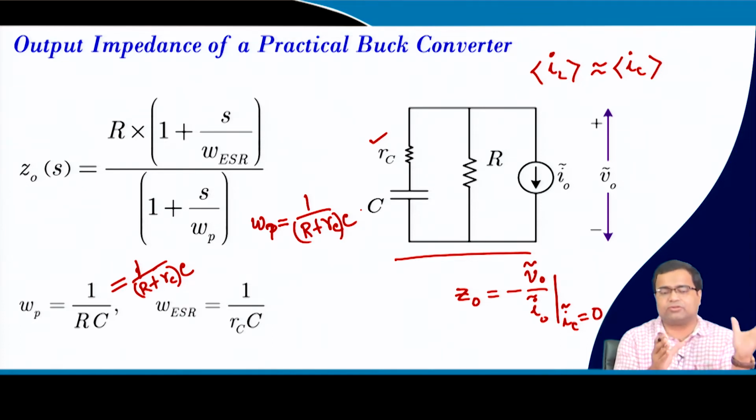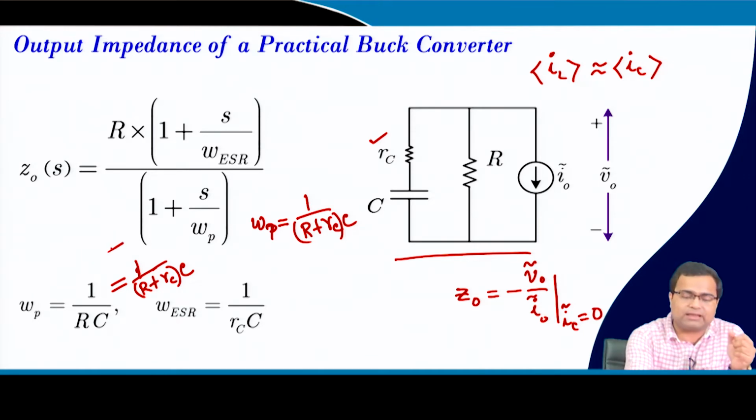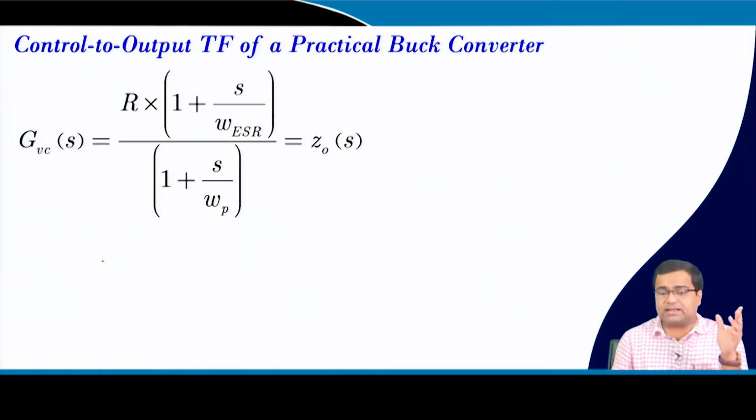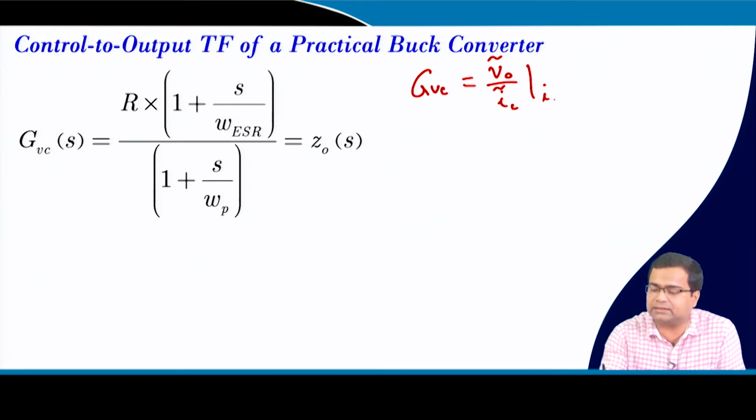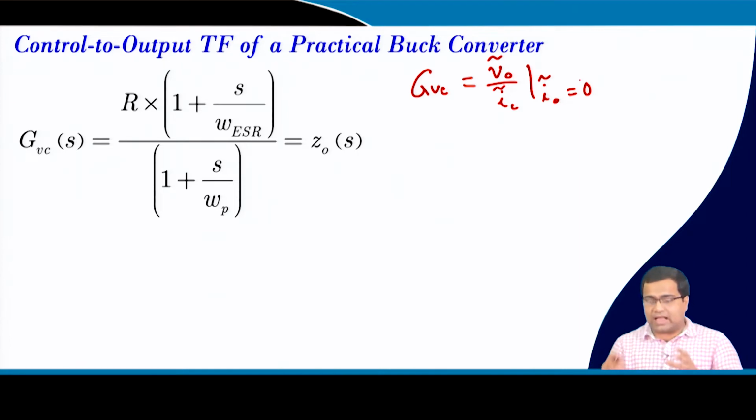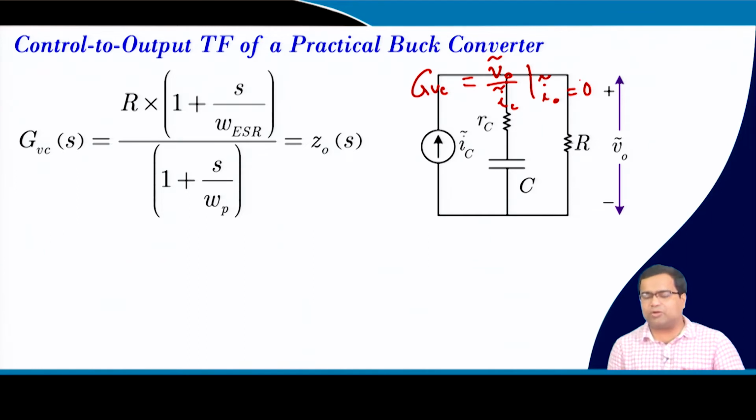One observation: this is the output impedance, and it looks like a first order system, unlike in voltage mode control where we have a second order denominator polynomial. Here it is only first order with an ESR zero. And if we take the control to output transfer function GVC, which is nothing but V0 tilde by IC tilde by setting the external load perturbation to be 0, again this is the same as the output impedance under the first order model.